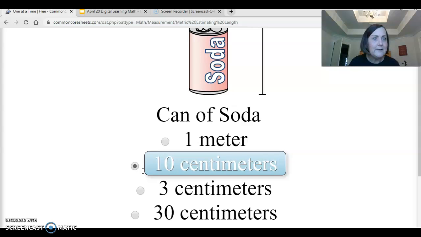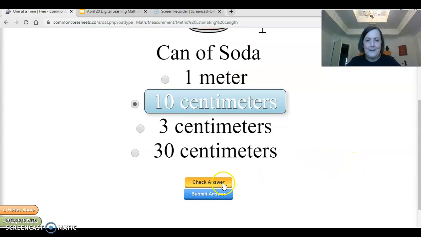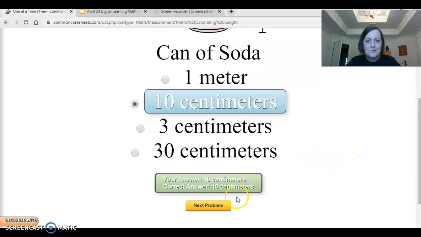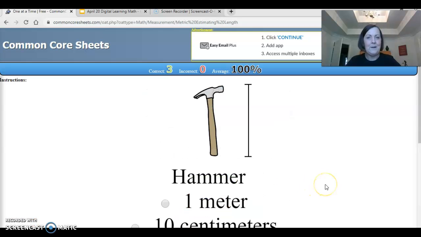We got to check our answer first before we get excited. Okay, let's submit our answer. And we're right. Ding! Dab, dab. Yes. Let's go to the next problem. This is fun. All right, a hammer.